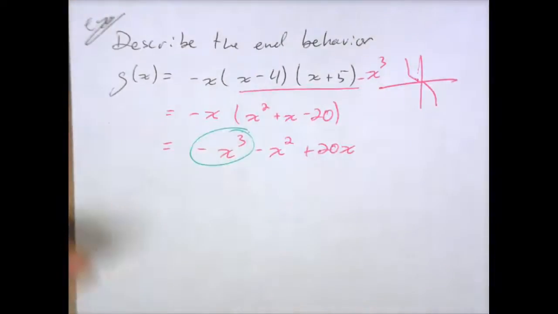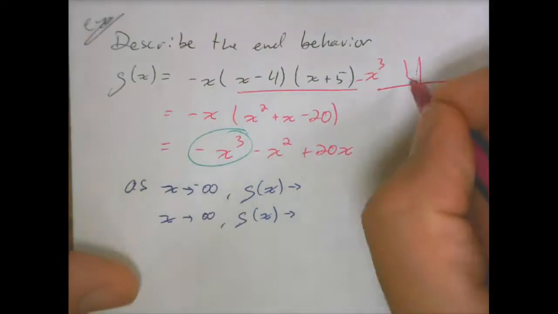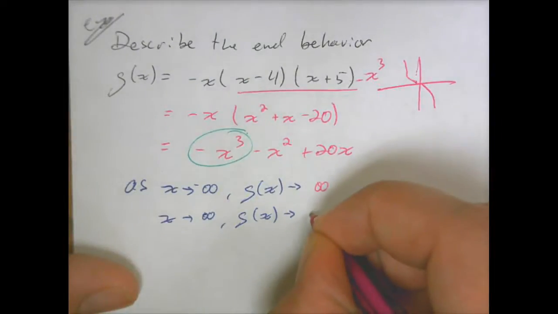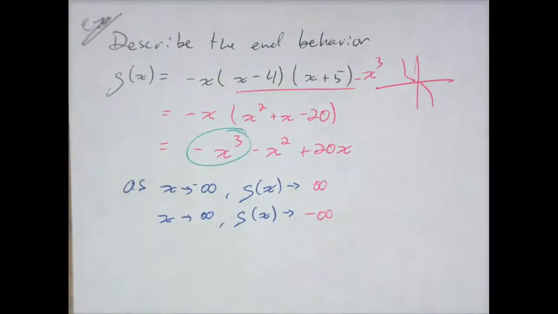So again, let's write our end behavior. And it looks to me like as x approaches negative infinity, our y is going up forever, so it's going to infinity. As x goes to infinity, g of x will go down, or to negative infinity.